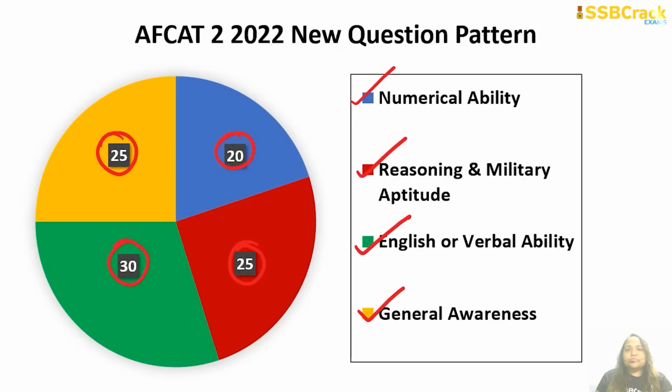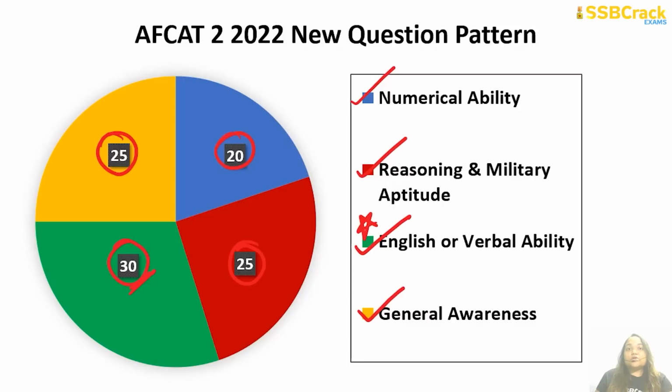So you now see that previously the largest number of questions was asked from the reasoning and military aptitude section. But in the new question pattern, it is clearly visible that the largest number of questions will be asked from the English or verbal ability section, which will be 30 in number. So the total number of marks will also be greater in this particular section as compared to the other sections. This is the only difference which will happen: the question numbers will change, and so will the marks weightage.